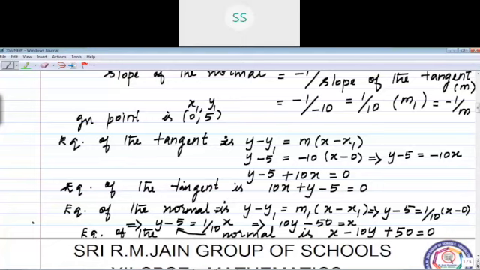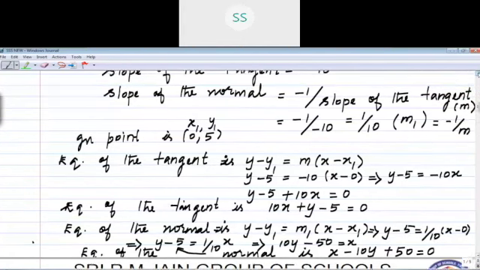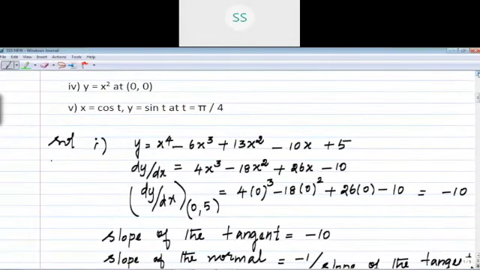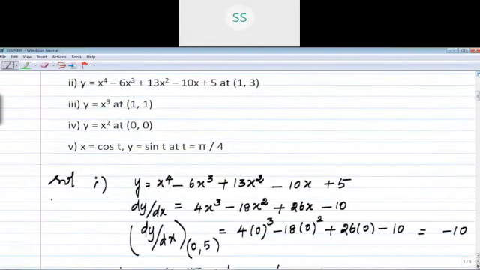That is the second subdivision. Second subdivision is y is equal to x power 4 minus 6x cube plus 13x square minus 10x plus 5 at the point 1 comma 5, right? Sorry, the point is 1 comma 3.